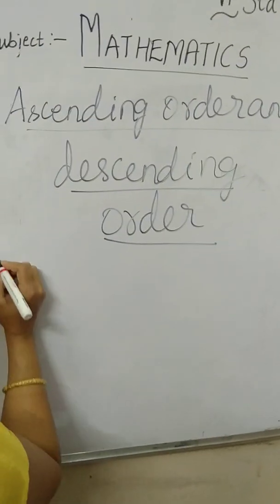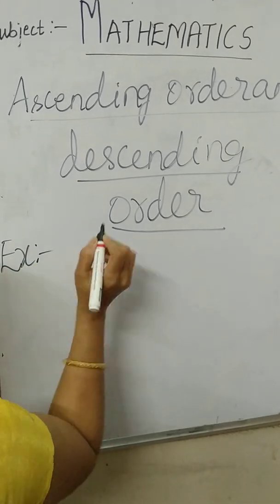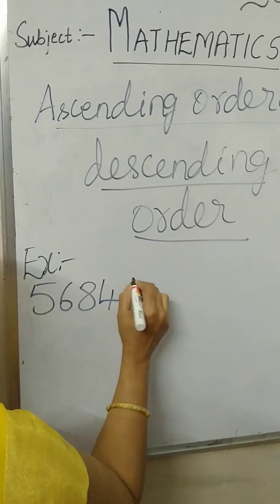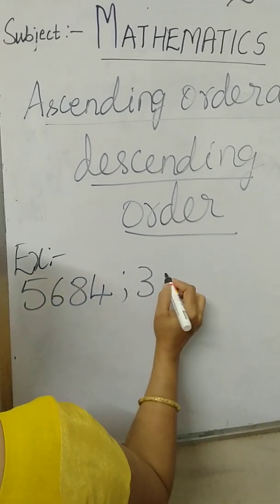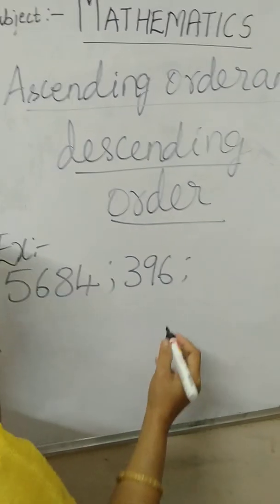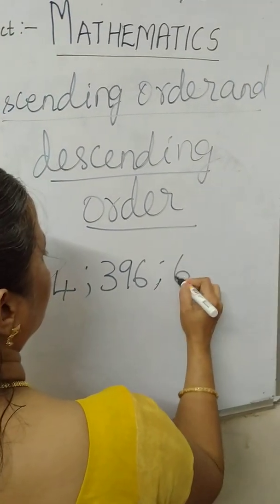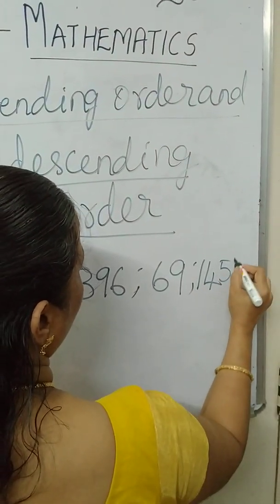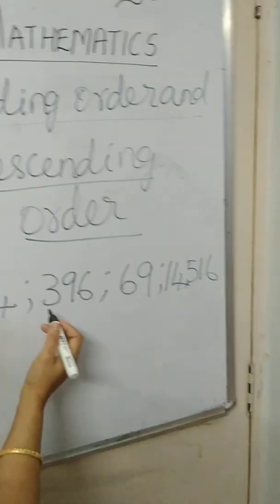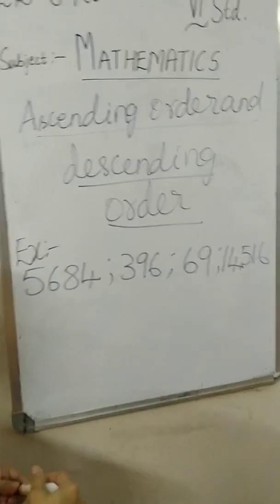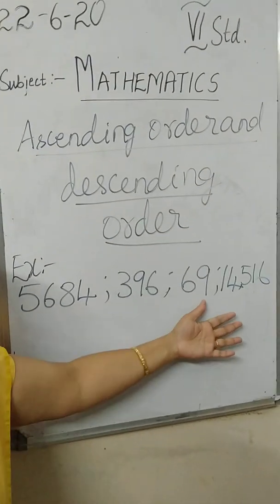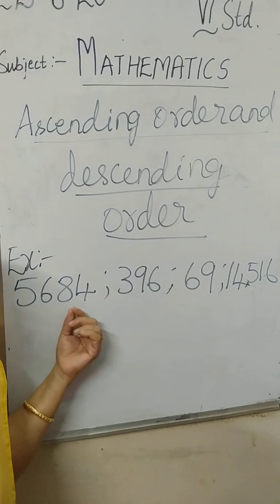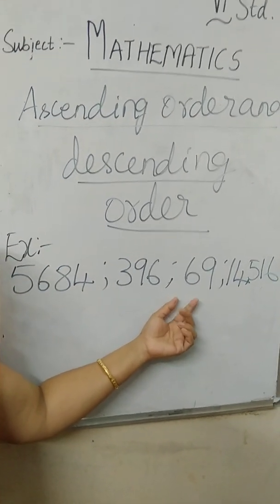Yes, let me write some numbers. Example, 5684, 396, 69, 14,516. Now you see these numbers. When you see these numbers, you can easily make out that each number has got different number of digits. Yes. So the smallest among it, which is the smallest among it?